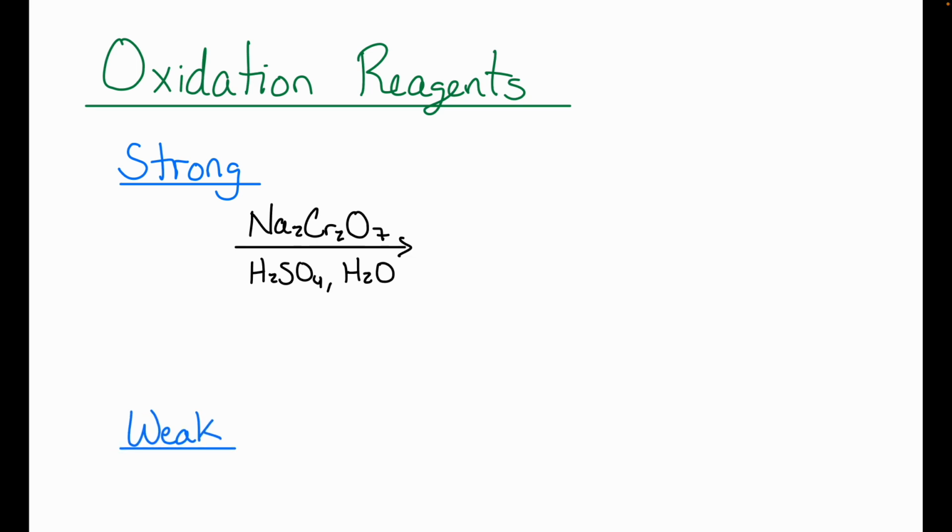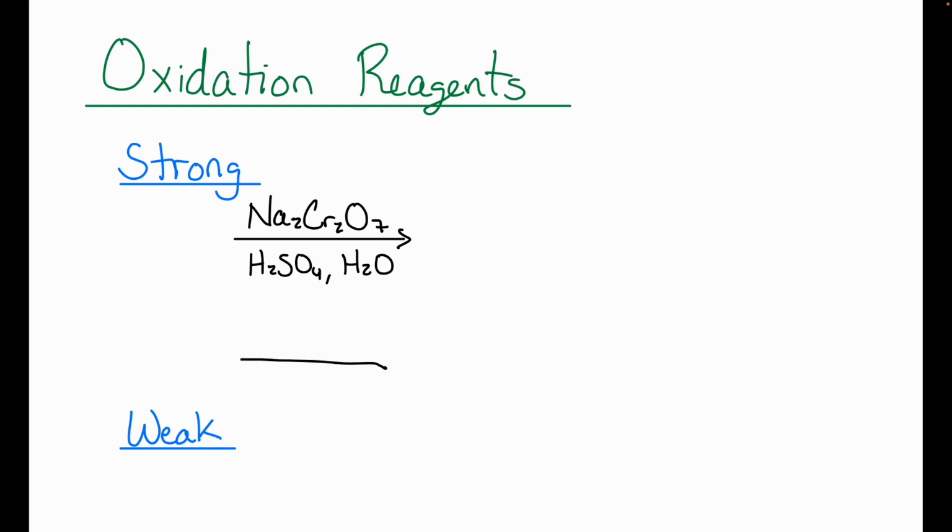All right, one that's becoming more popular is this, because chromium, it turns out, is just awful for the environment, so it's really expensive to dispose of in the lab. So labs are trying to get away from using chromium-based reagents. Another popular one is potassium permanganate. It doesn't have the same environmental hazards as the chromium-based ones.